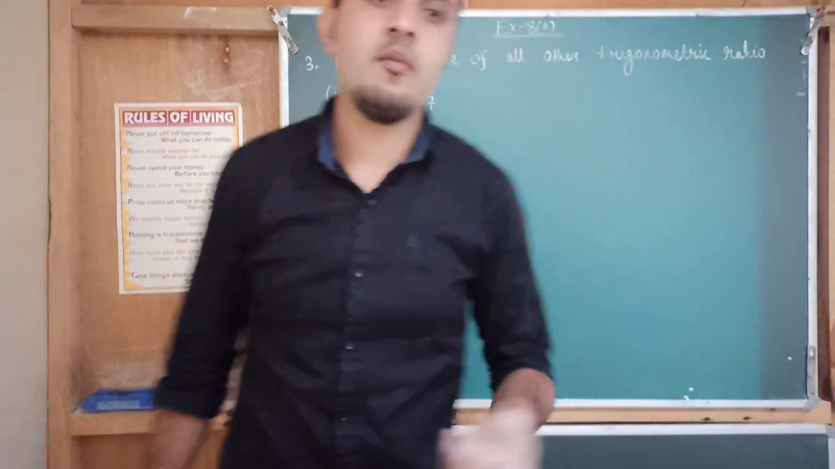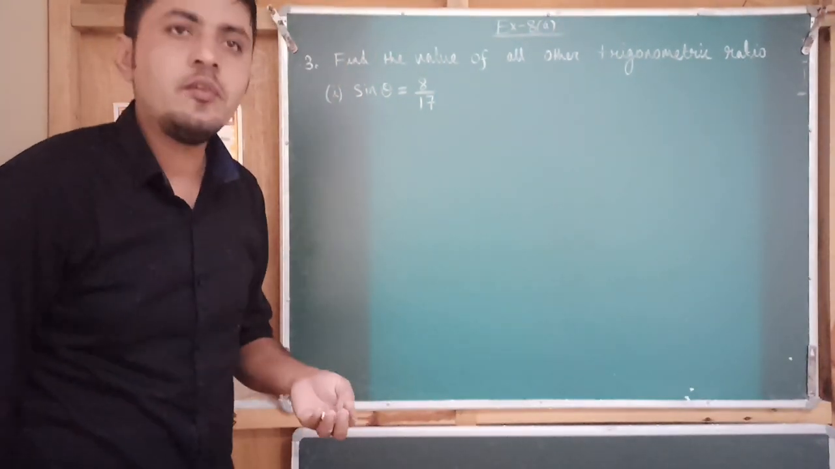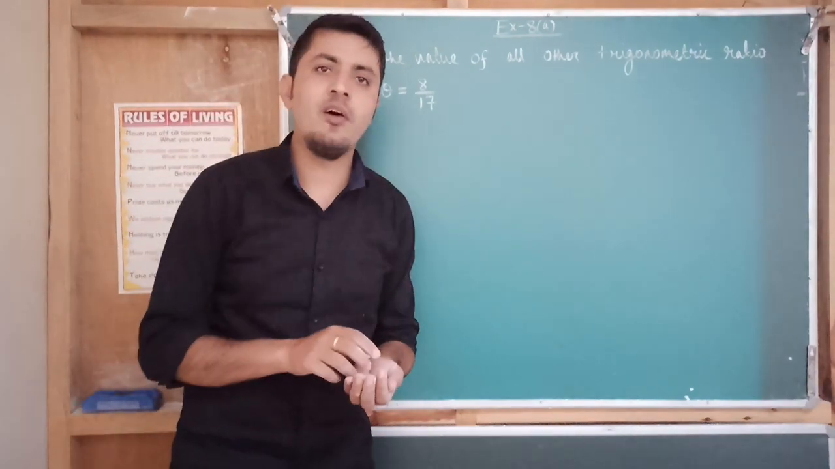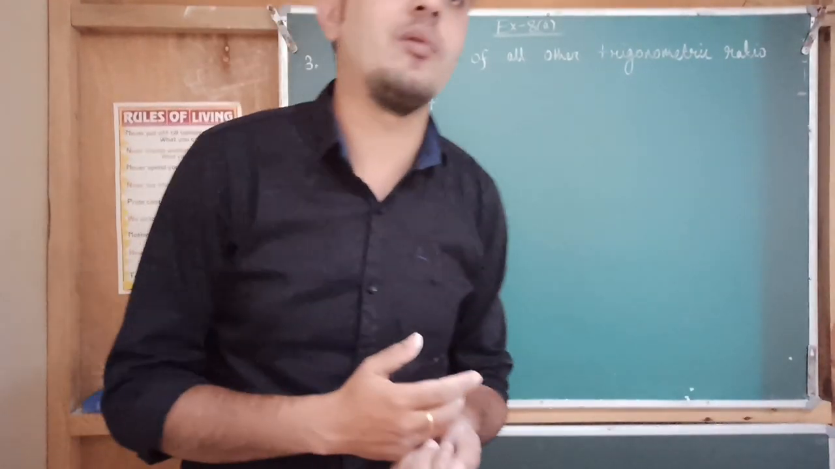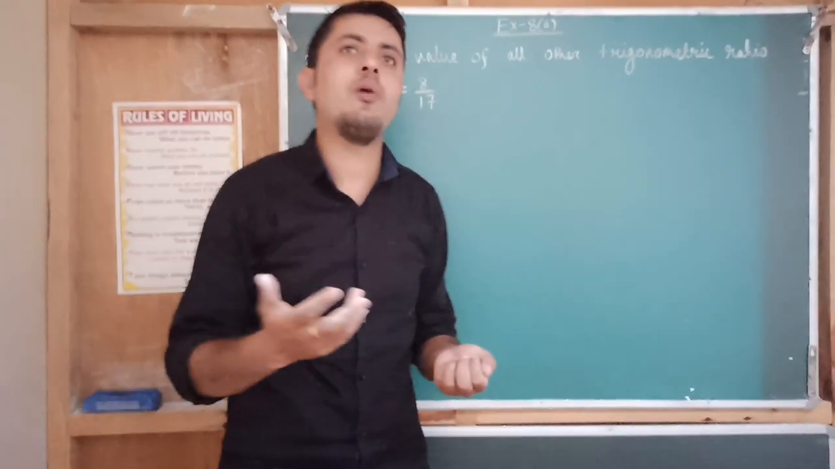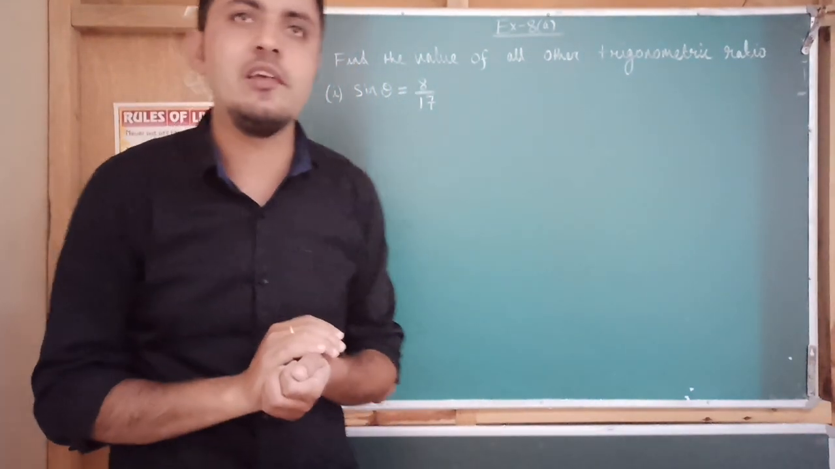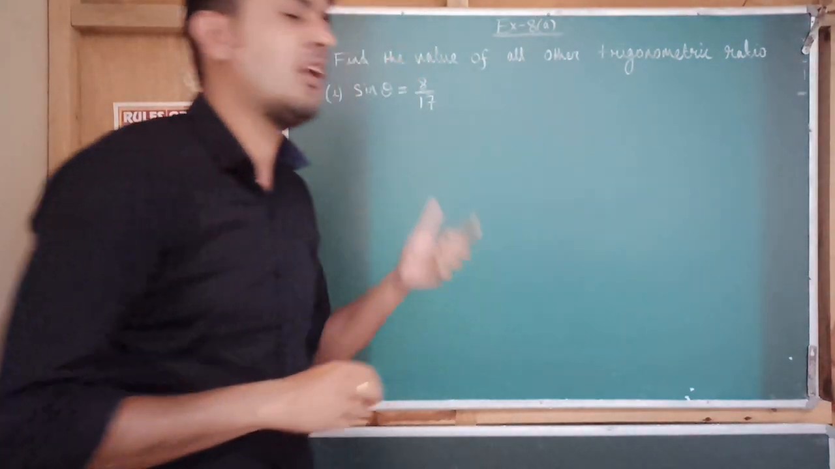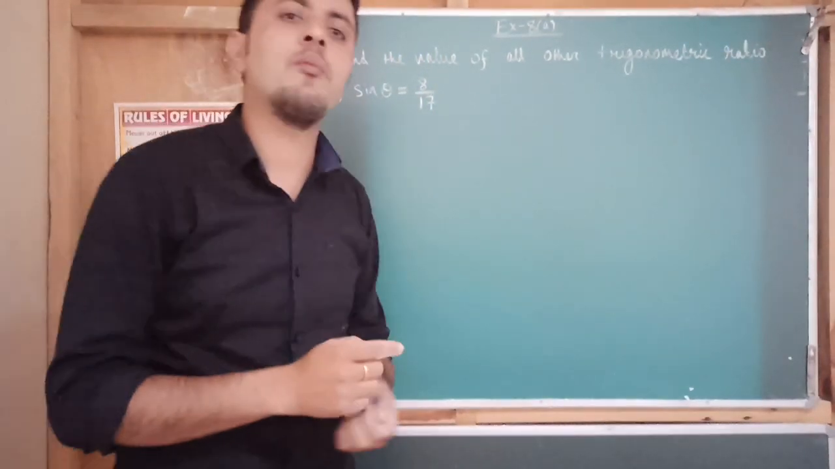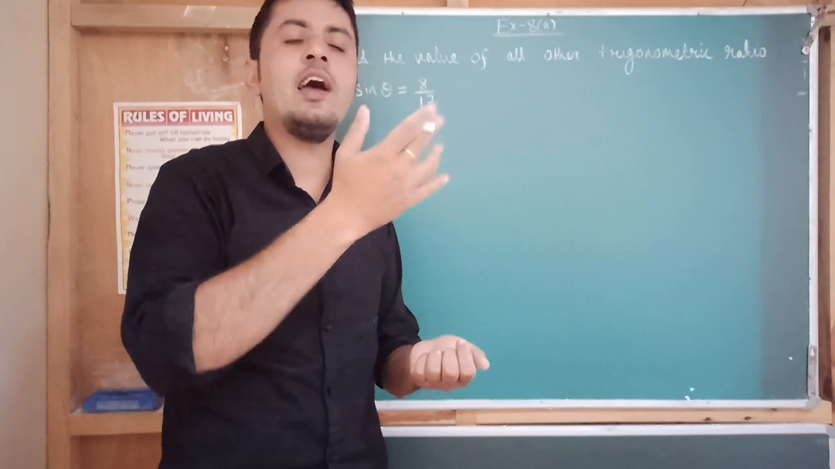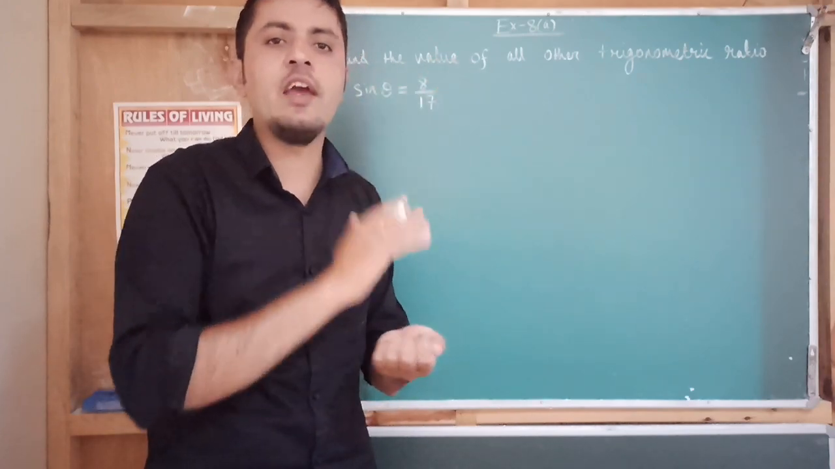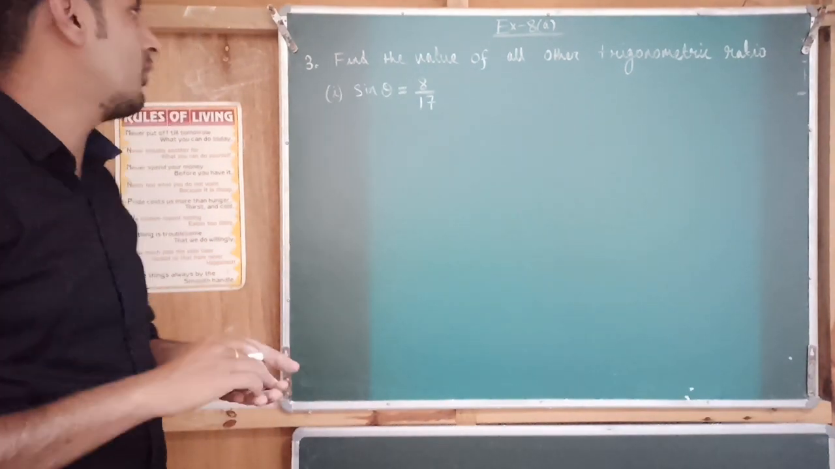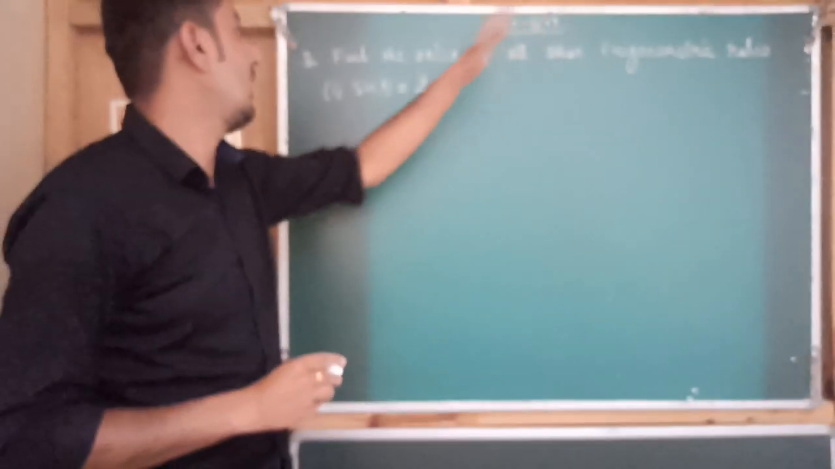Hello students, in my last video about your introduction to trigonometry, we did some problems related to trigonometric ratios. In that problem, I taught you how to find the six trigonometric ratios. Today, I have taken one question where one trigonometric ratio is given and you have to find the other five trigonometric ratios. I have taken one problem from your MBOSE textbook, exercise 8A, question number 3.